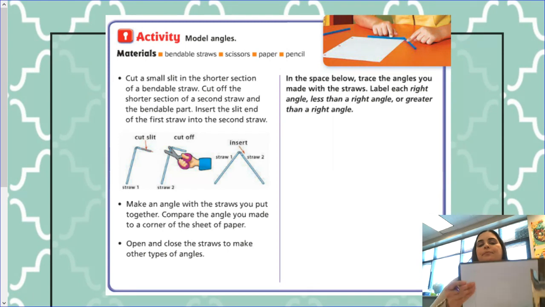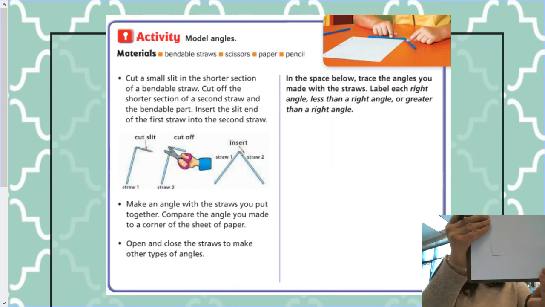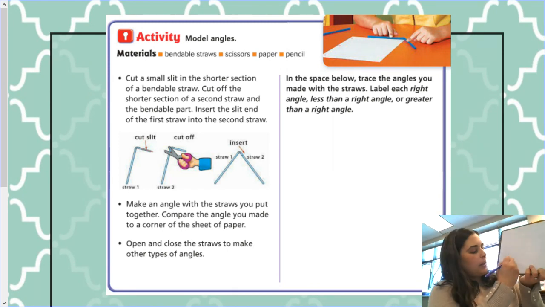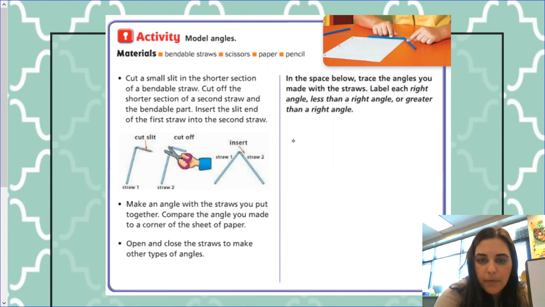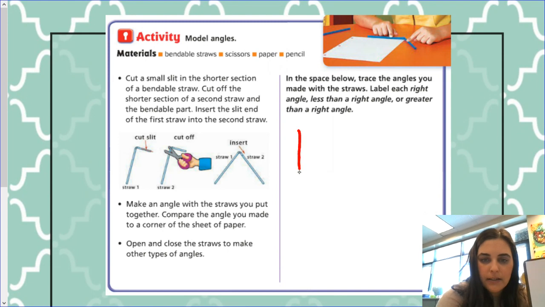Just like this, using your straw to help you. Because it's a right angle, we're going to put that little mark. So what you should have on your paper is something like this.